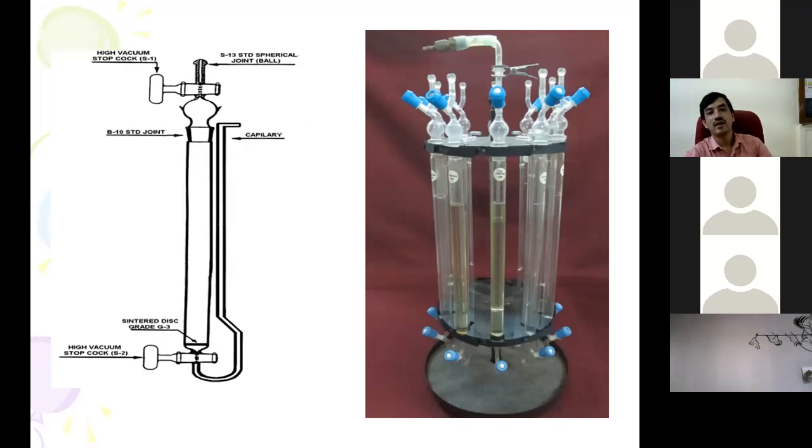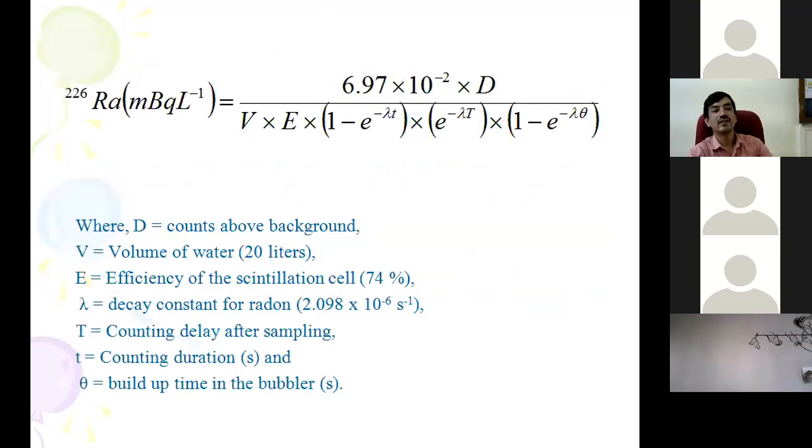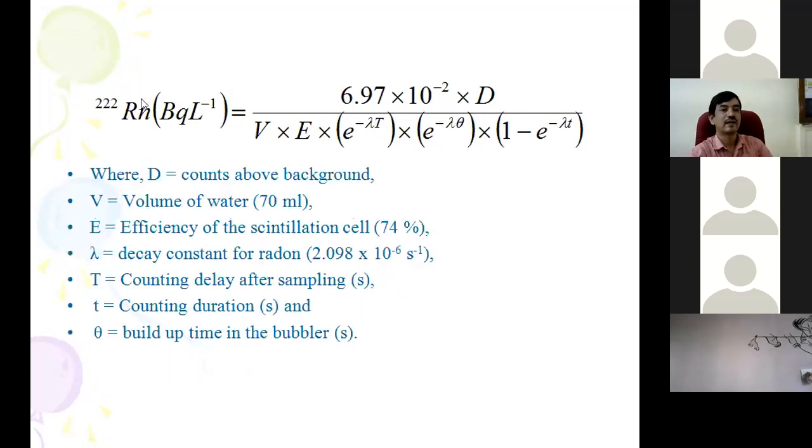After keeping it for 21 days, we'll measure the radon concentration in these bubblers, and from that, by using these formulas, radium concentration in water can be measured. This is the formula: the counts, volume, efficiency. These are different times, and those times are given. That means it depends upon the time of collection, time of counting, and also time of storage to achieve the equilibrium between the two elements. Using this formula, one can find the concentration of radium. It will come in millibecquerel per liter, whereas radon concentration will appear in becquerel per liter.